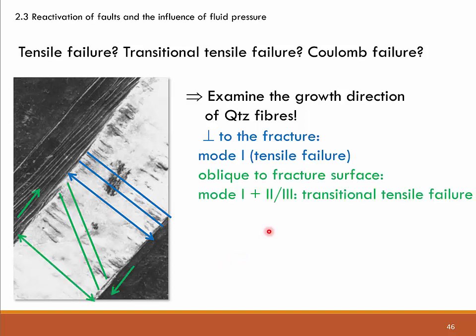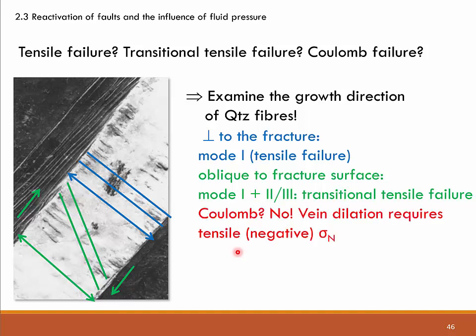If you observe obliquely growing fibers, quartz fibers in such a vein, you have good evidence that we have a component of tensile opening and a component of lateral shearing, and that would indicate transitional tensile failure. The presence of a vein tells you that there is a tensile component, and the obliqueness of fibers would indicate that there is a lateral shearing taking place, and that gives you evidence that during the formation of this vein, the parabolic failure envelope was intersected and transitional tensile failure took place.